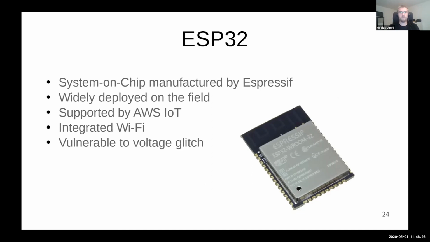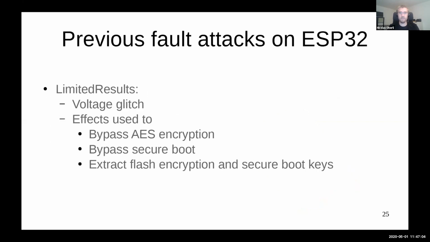So once we knew we were maybe able to succeed in generating faults, we needed a correct target. After looking at different chips, we came back to the ESP32, which is a widely deployed and available SoC. It's supported by AWS IoT as well. It has the good advantage of an integrated Wi-Fi, so it will be even easier for us to connect to a remote server to test our attack. And it has been proven to be vulnerable to voltage glitching, which is also a nice feature.